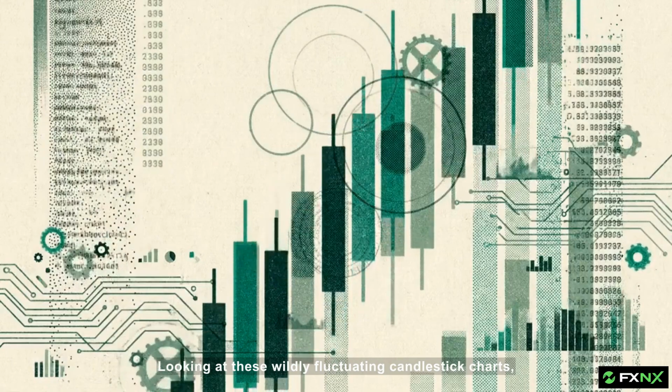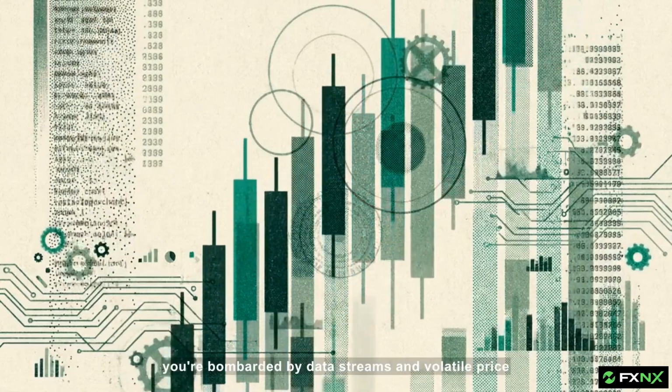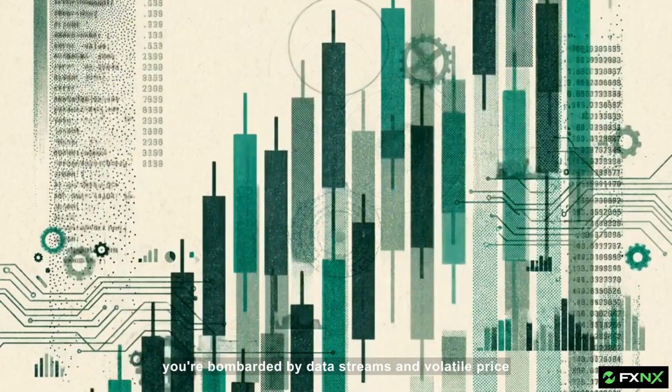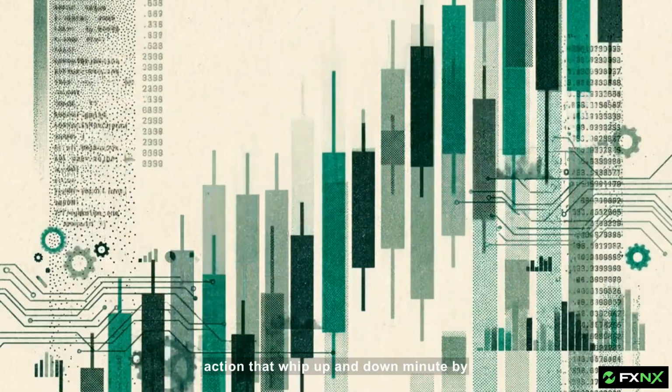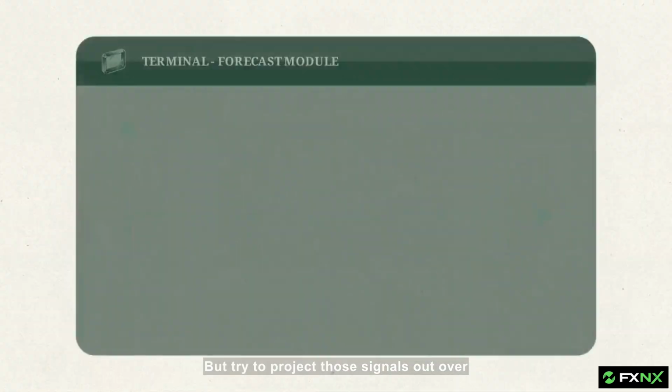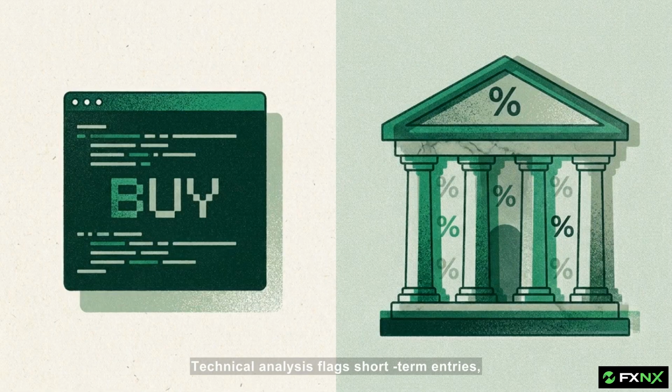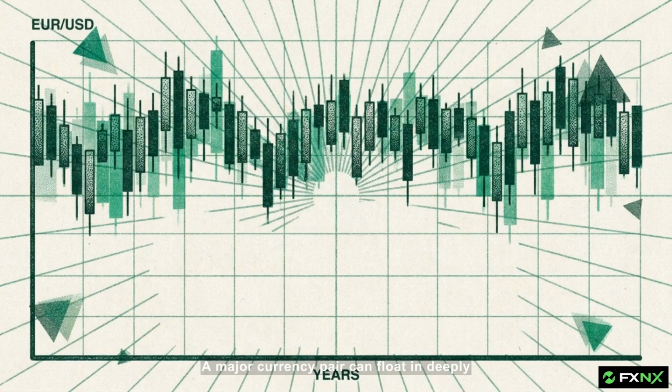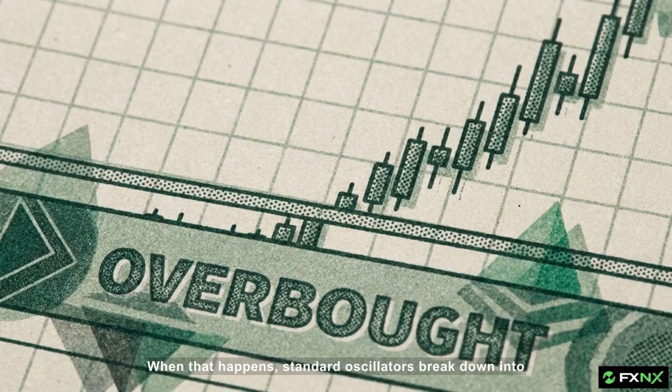Looking at these wildly fluctuating candlestick charts, you're bombarded by data streams and volatile price action that whip up and down minute by minute. Technical analysis flags short-term entries, and interest rate differentials show you where speculative capital is flowing today. But try to project those signals out over 2 or 3 years, and they lose their predictive power. A major currency pair can float in deeply overbought or oversold territory for months or even years. When that happens, standard oscillators break down into noise.